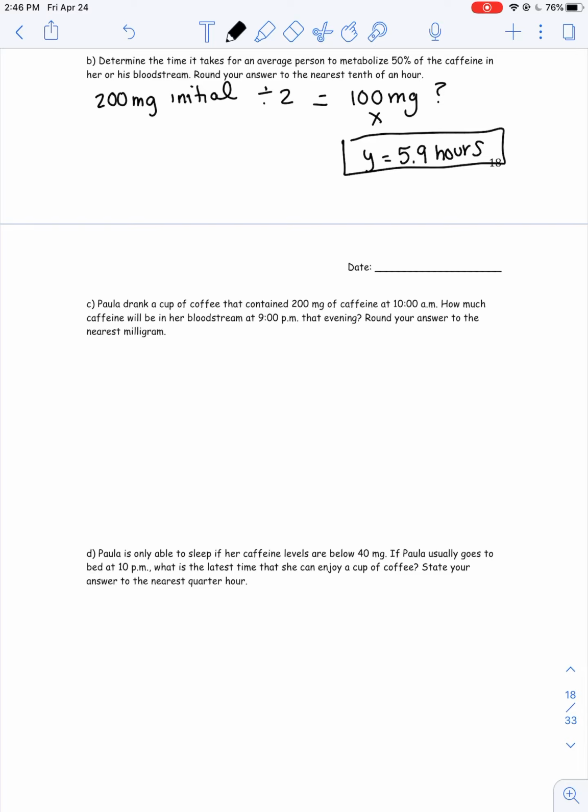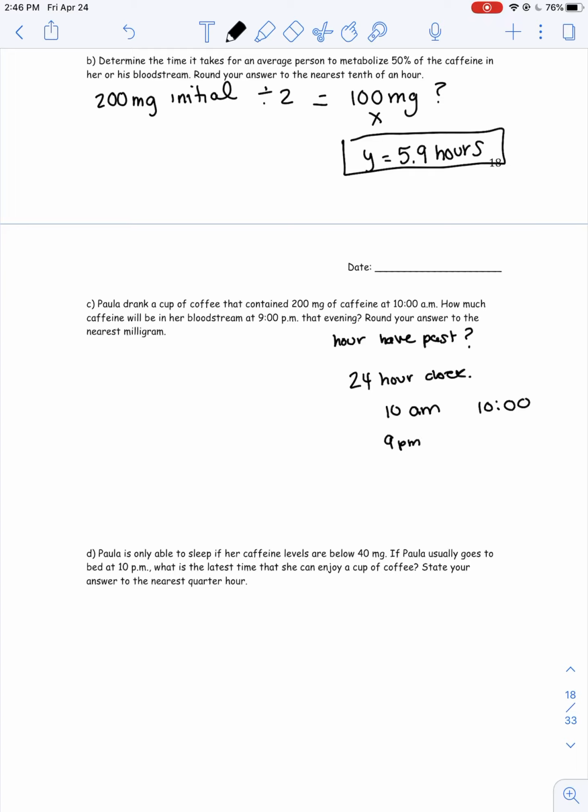Now, for question C, Paula drank a cup of coffee that contained 200 milligrams of caffeine at 10 a.m. How much caffeine will be in her bloodstream at 9 p.m.? So what we need to figure out is how many hours have passed from 10 a.m. till 9 p.m. What I like to do is change it to the 24-hour clock. It makes it easier to subtract time. So on the 24-hour clock, 10 a.m. stays as it is, it's just going to be 10.